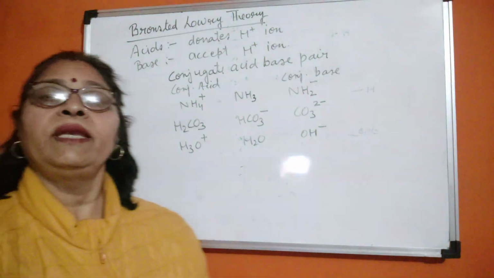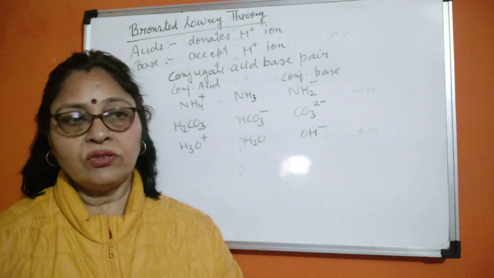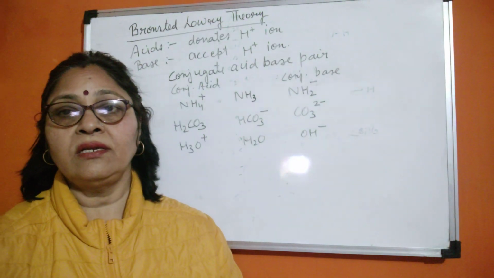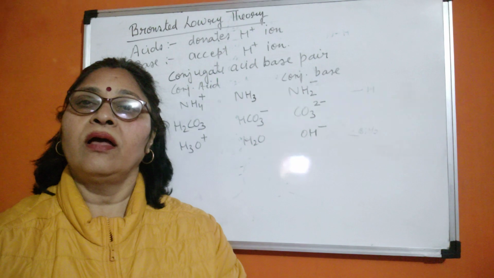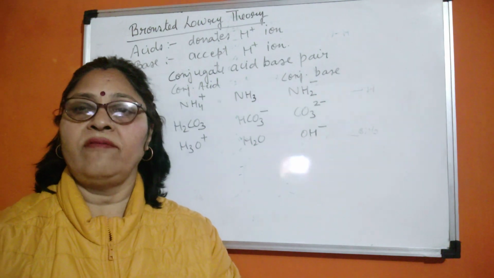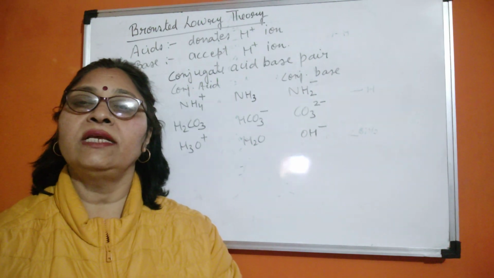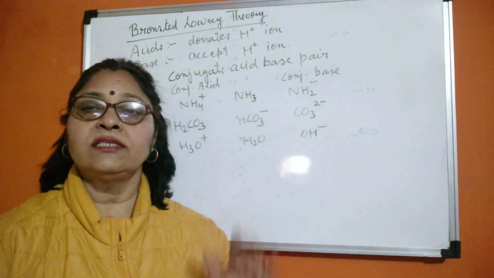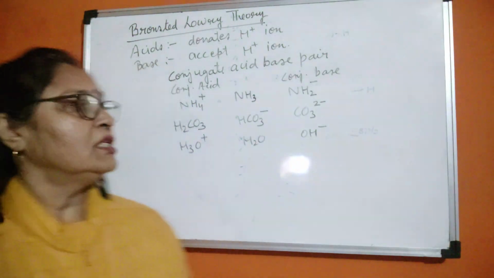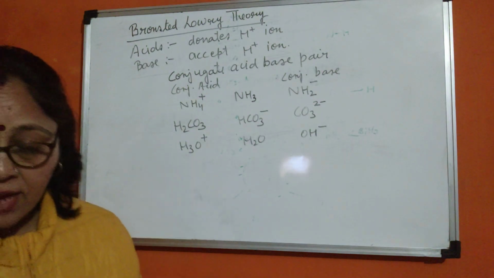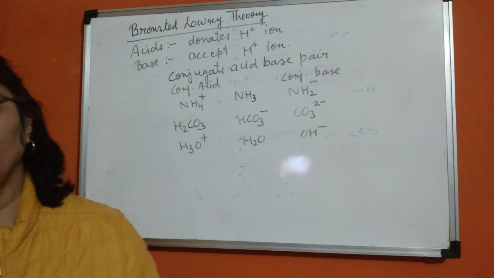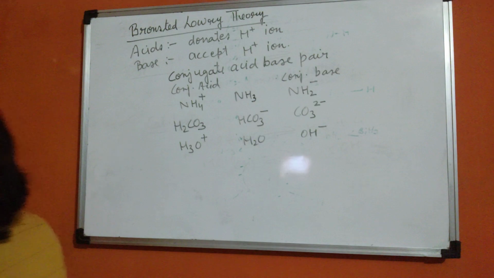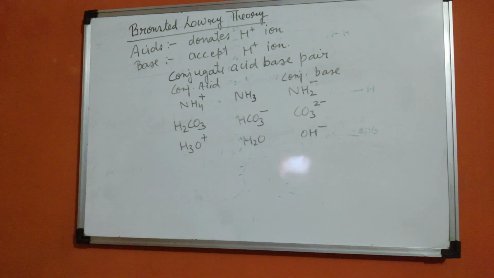Otherwise, there are so many examples, and this conjugate acid base pairs are very important. Some species are given, and your question is just write the conjugate acid or base of this compound, right? So this is very important one. Now we take one example.